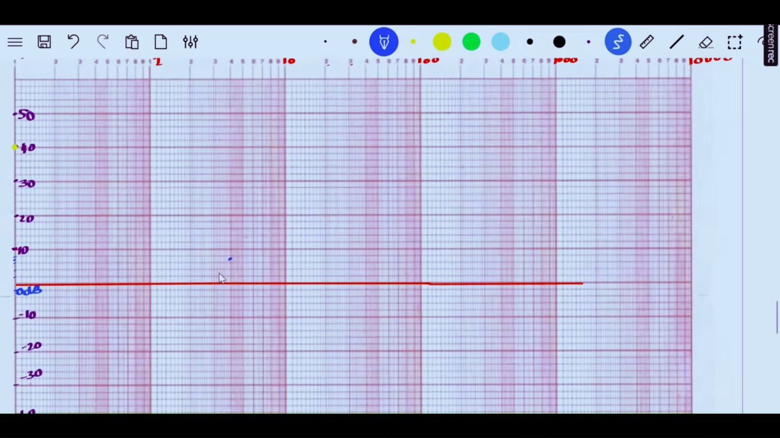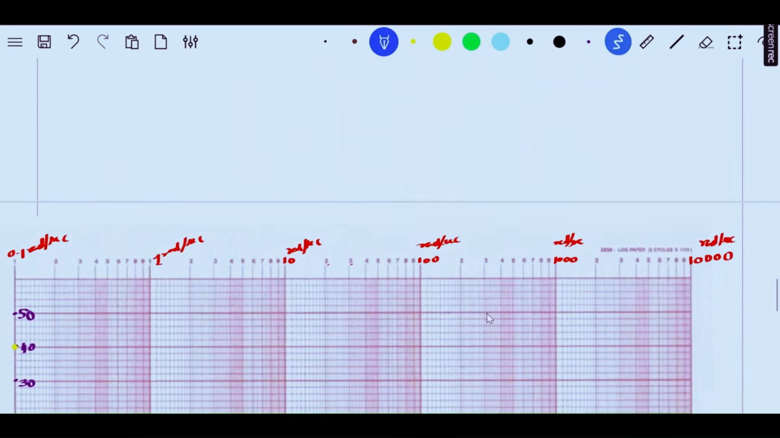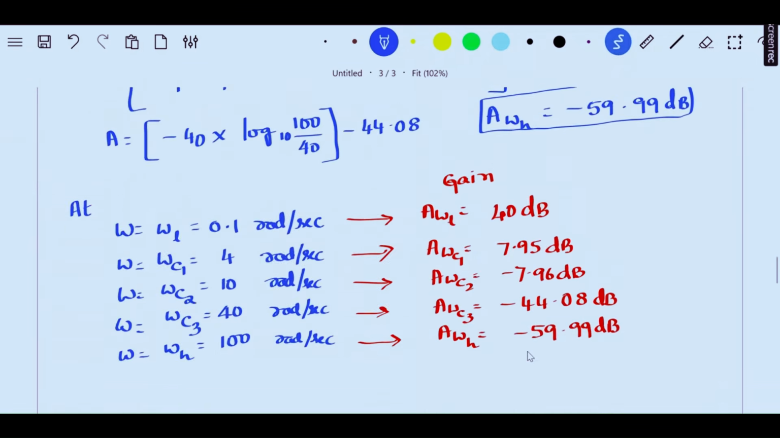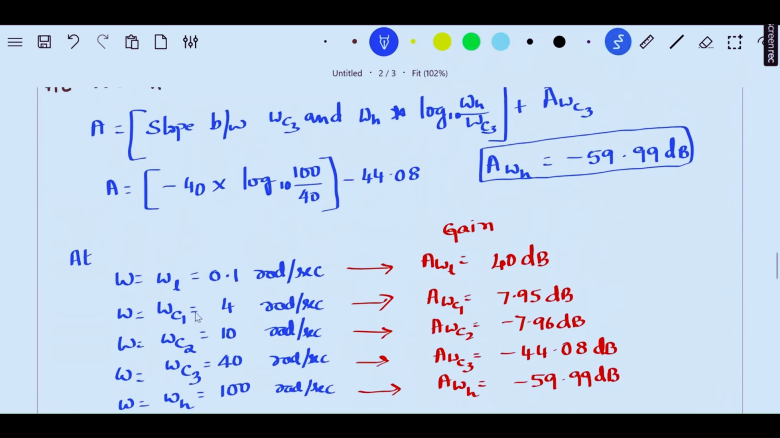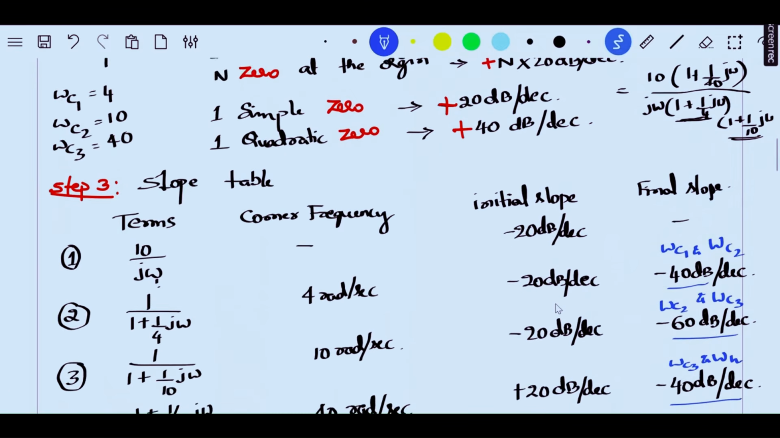Now what I should do is join the points from 0.1 to 4 radians per second. I'll take a scale and try to connect these 2 points. From here till here is where I need to draw the line. So this is from omega L to omega C1, which is 0.1 to 4 radians per second. 40 dB was the amplitude at 0.1, 7.95 is at 4 radians, and the initial slope is minus 20 dB per decade.